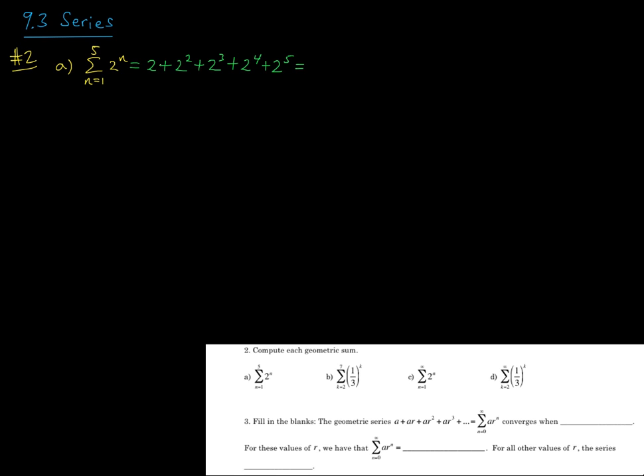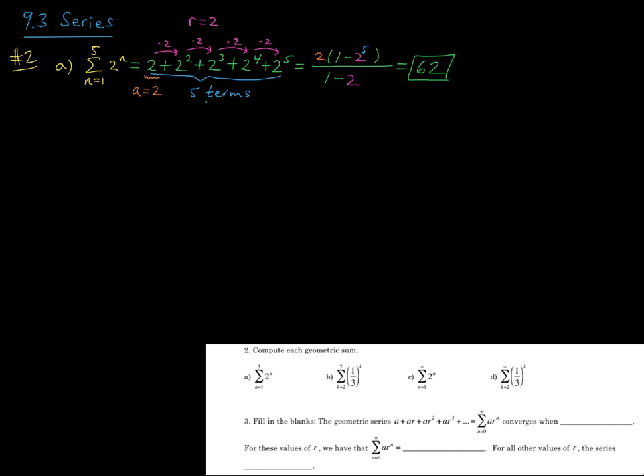So here we're looking at 2 plus 2 squared plus 2 cubed plus 2 to the 4th plus 2 to the 5th. Note here, a, the first term, is 2. r, the common ratio, is also 2. And we're summing a total of 5 terms.